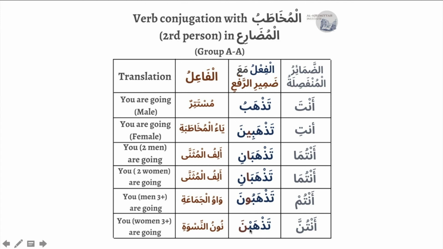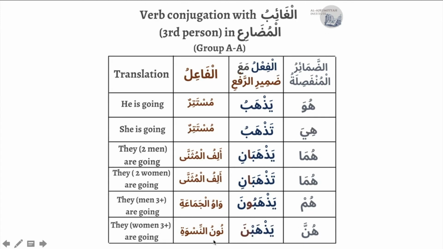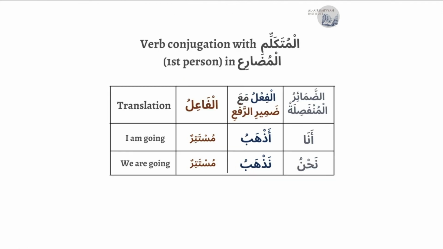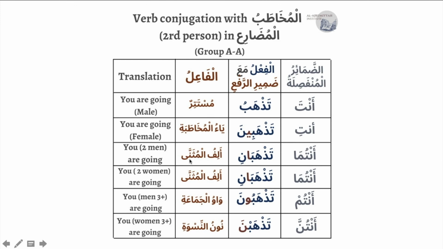Antunna, same exact thing. You just change the ya that was here in yadhabna, which means they, 3 women plus, are going, to a ta, tadhabna, you women, 3 plus, are going. And again, nun niswa is also the fa'il. And then the last one, which is the first person. Ana is very simple. You just add a hamza at the beginning. Adhabu, I am going. Adribu, I'm hitting. A'lamu, I know. The list goes on. And then for nahnu, also very simple. You just add a noon at the beginning. Nadhabu, we are going. So this is a very brief sense of how you conjugate the fi'l al-mudari'.